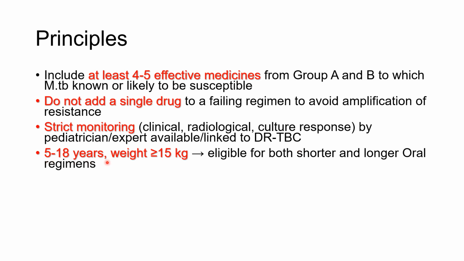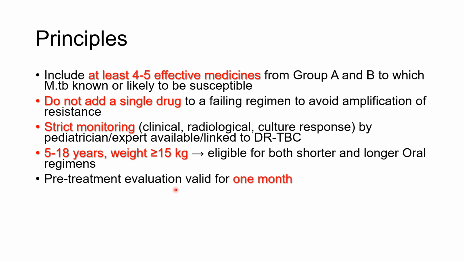So 5 to 18 years and weight more than 15 kg, both are eligible for shorter and longer oral regimens. And pre-treatment evaluation is valid for 1 month. That means all the blood tests or baseline tests that you do before starting a particular patient on a drug resistant tuberculosis regimen are valid for 1 month. That means if any change in regimen is required within 1 month of starting therapy, it can be done by taking the pre-treatment evaluation into consideration. That is valid for 1 month.